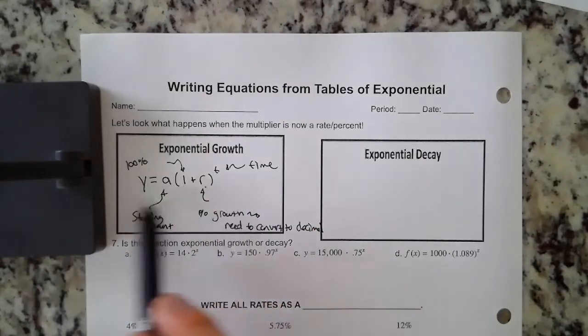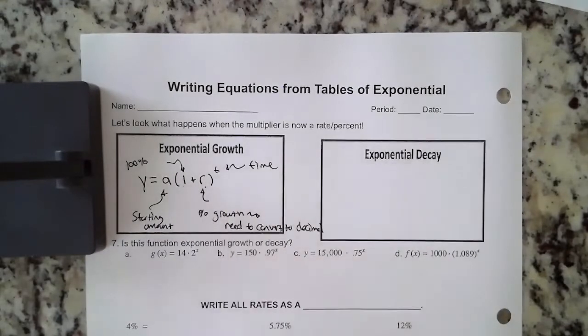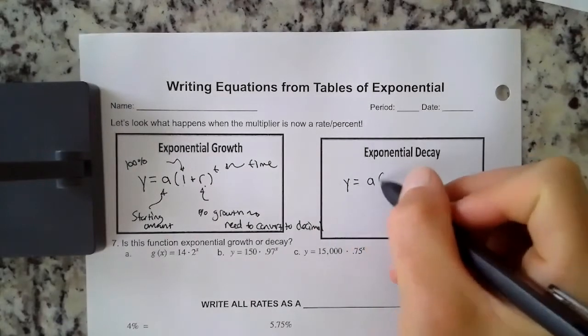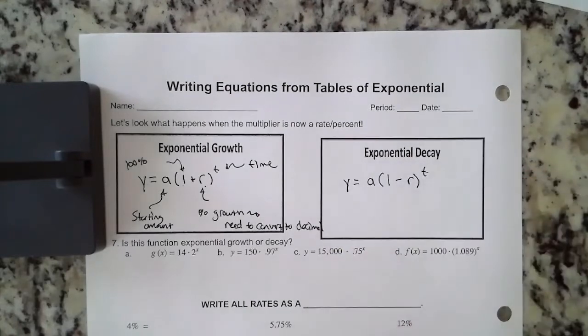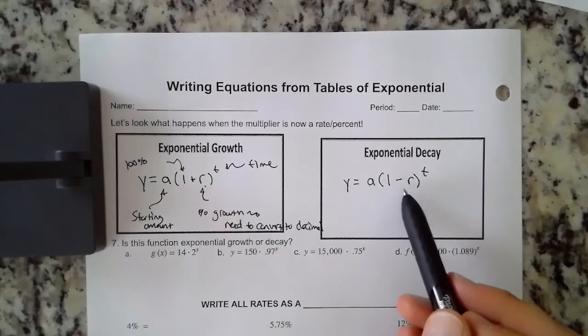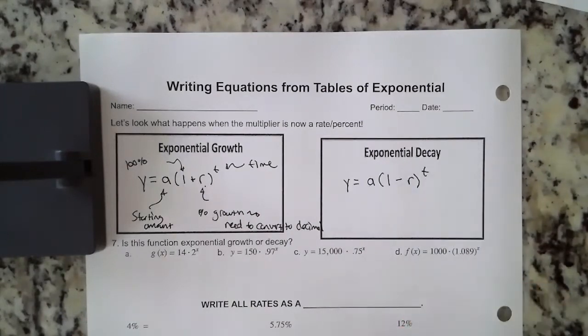So not too different from the equation we wrote on the last page. It's just we don't have a multiplier, right? We have a percentage. For exponential decay, really the same thing, except it's 1 minus that percentage to the power of t, right? So A still is the starting amount, r is still your percent growth or decay, converted to a decimal, and t is still your time. Okay, none of that has changed. I don't need to relabel it. It's just we want to subtract that percentage away from 100, right?